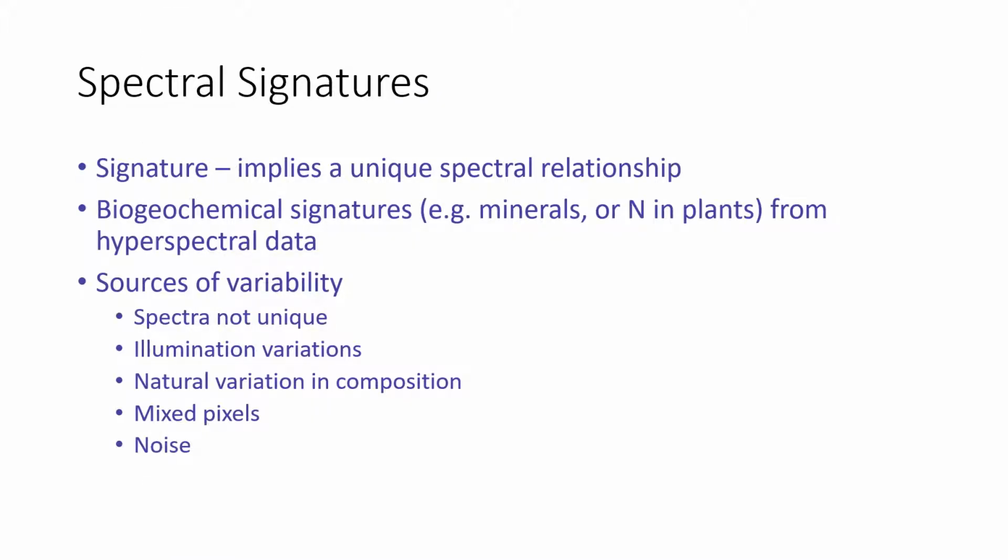We call this spectral signatures. A signature implies it's a unique spectral relationship. That might be a bit much. It's really biogeochemical signatures, in other words, minerals or nitrogen in plants and such from hyperspectral data. We just look at how this responds to what's going on. But there's a lot of variability. The spectra are not unique. Other things respond similarly. Illumination is not always constant. There's natural variation in the composition. Sensors are typically dealing with mixed pixels because of the other things we're looking at, and there's also a lot of background noise that can occur in all of this.